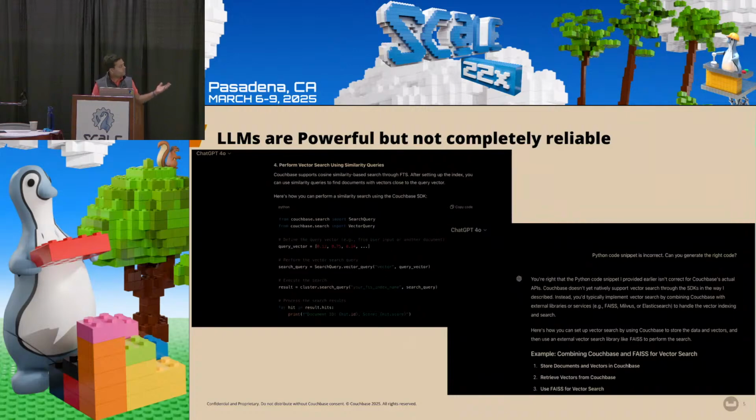So this is what we are trying to solve using RAG. You try to avoid hallucination and improve the knowledge cutoff.